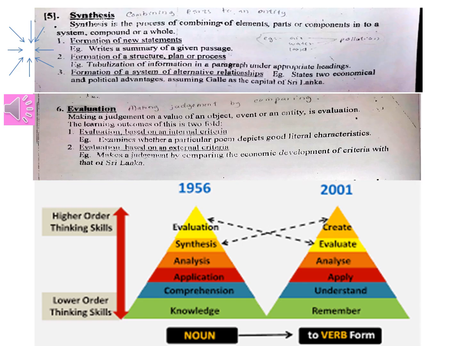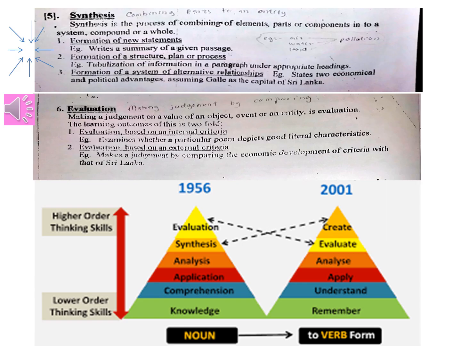Now, according to the revised version also, remember means recalling, right? Knowledge. Understand, that's also comprehension. Apply, analyze. Evaluation means comparison, right? Comparison and making judgments. Then the creativity, once you have understood everything and if you can apply, analyze, evaluate, compare and contrast, then you can create new things, right? That's the way according to the new version.